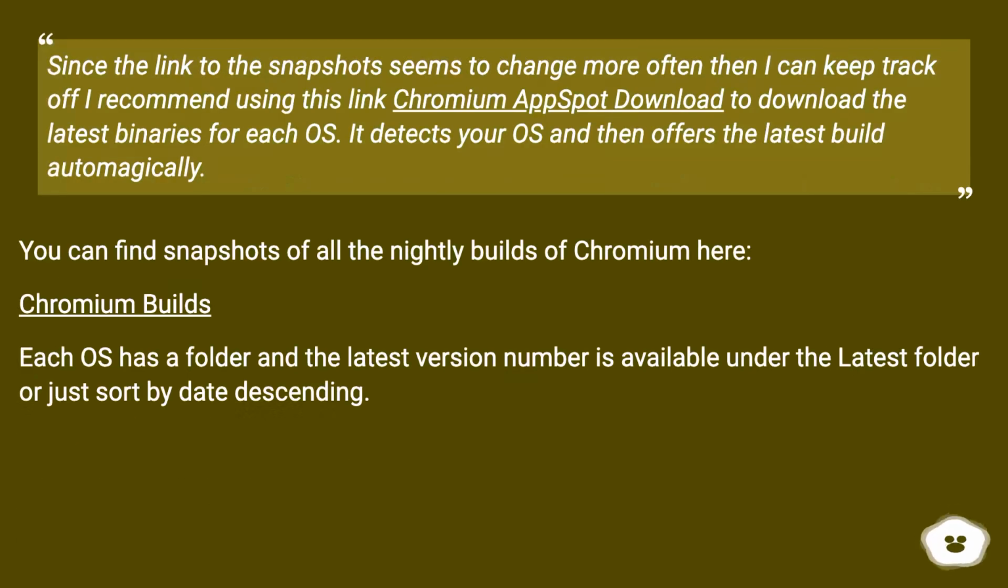Since the link to the snapshots seems to change more often than I can keep track of, I recommend using this link, Chromium App Spot download, to download the latest binaries for each OS. It detects your OS and then offers the latest build automatically.